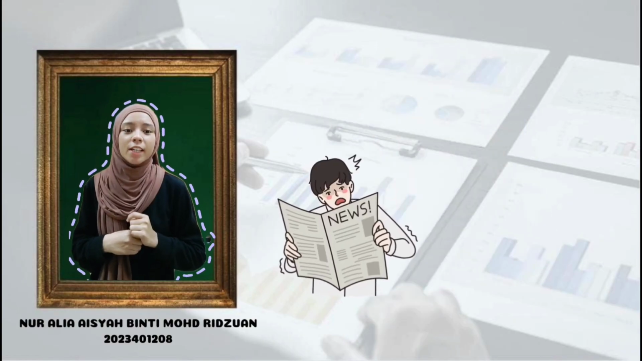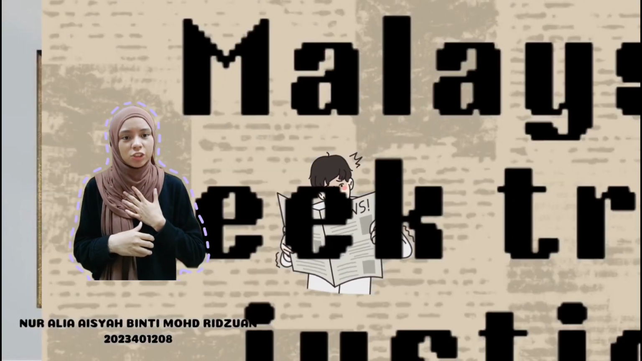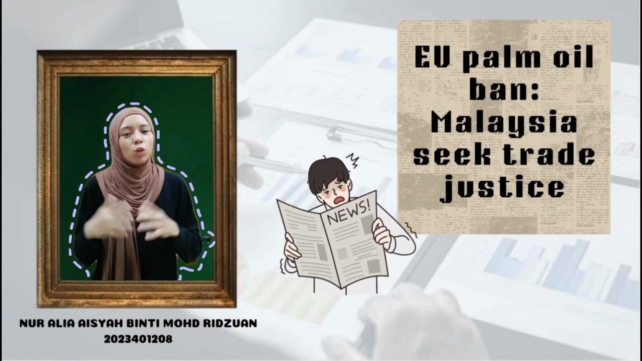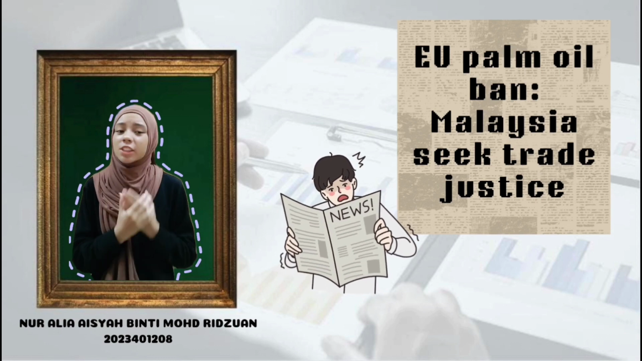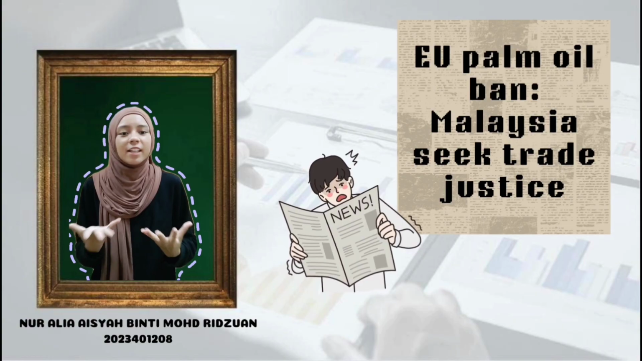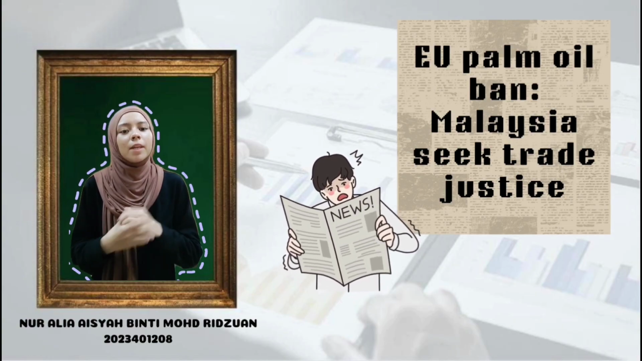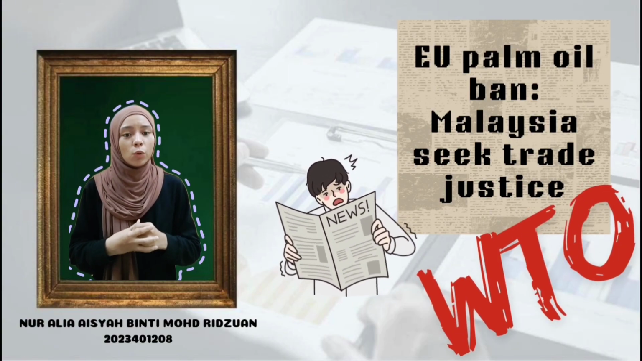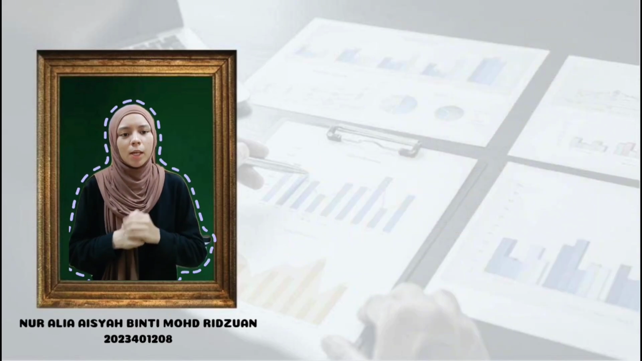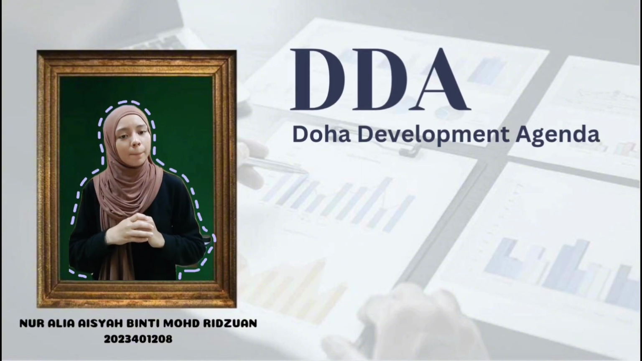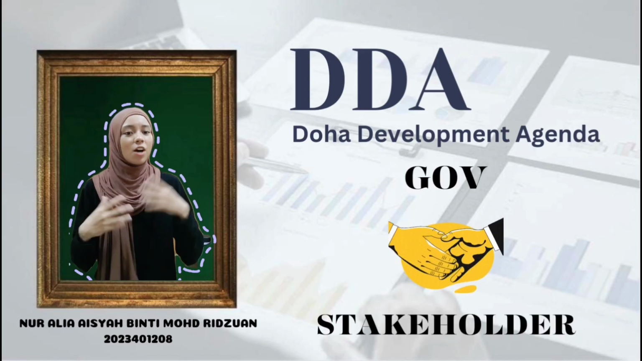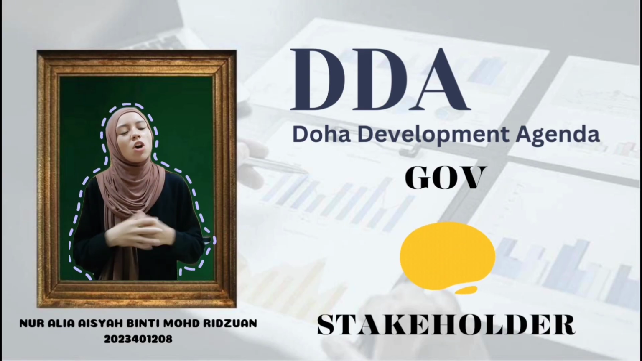An issue that happened regarding WTO in our country, which is Malaysia, is the European Union restriction on palm oil, which Malaysia argues is discriminatory and violates free trade principles. As the world's second largest palm oil producer, Malaysia has taken this case to the WTO and continues to defend its interests. To defend its position, Malaysia has adopted the Doha Development Agenda, called DDA, which ensures collaboration among government agencies and stakeholders on trade issues.